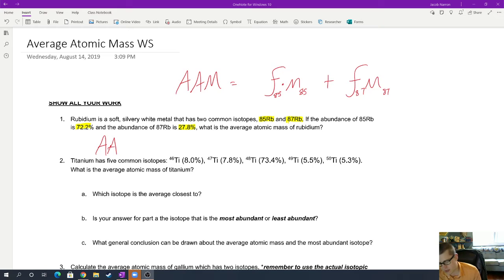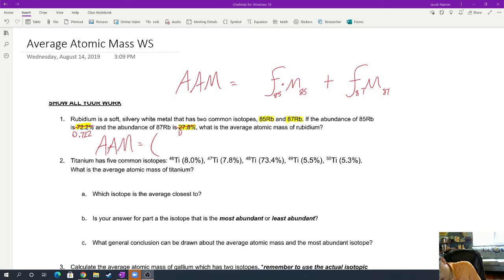Now, writing 72.2 is not very useful. As I told you, you really need to rewrite this in decimal form. So we need to write it as 0.722. And instead of 27.8, we're really going to write that as 0.278. So rewrite them in decimal form. That actually makes them useful for when we do this.